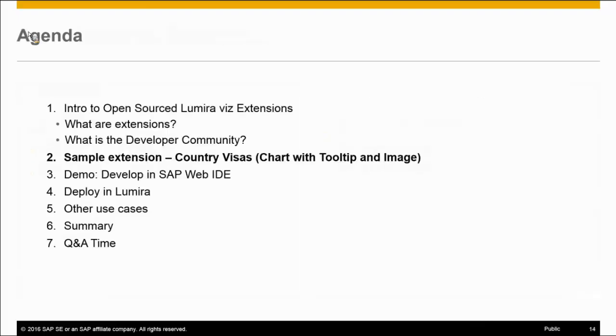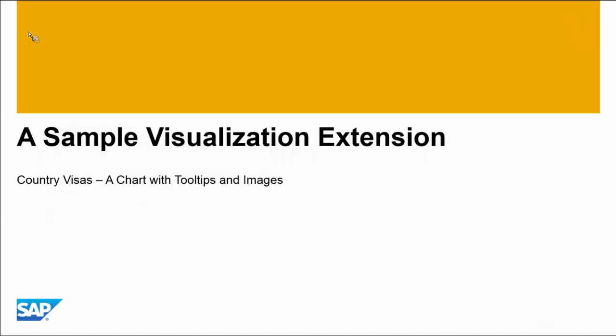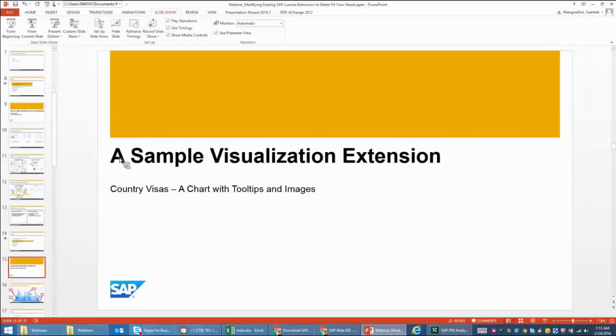Okay, so we're done with the first section of our presentation. And now we're going to move to the second part, which is a sample extension, country visas, chart with tooltip and image. Interestingly enough, this was one of the entries from the SAP Lumira Business Hackathon, which we organized last year in September in Palo Alto. I will give you guys a preview of what this visualization looks like.